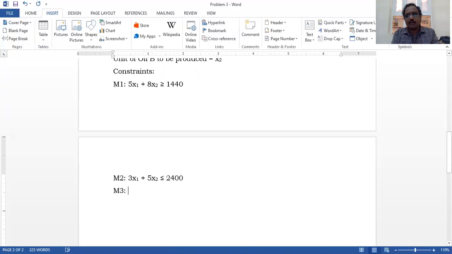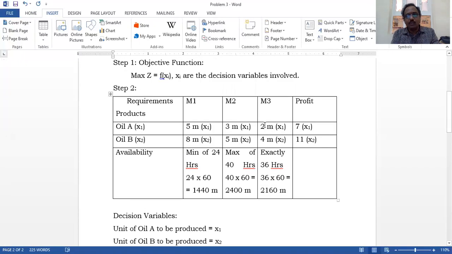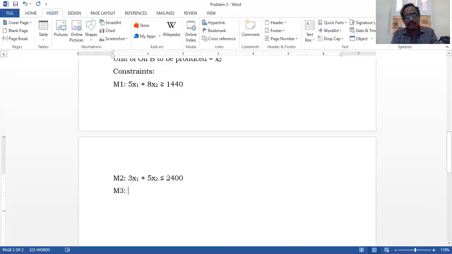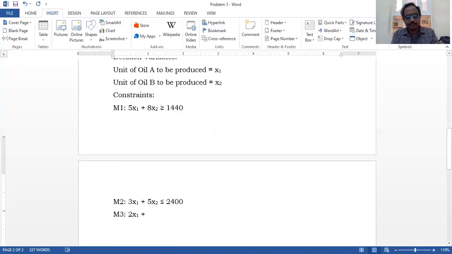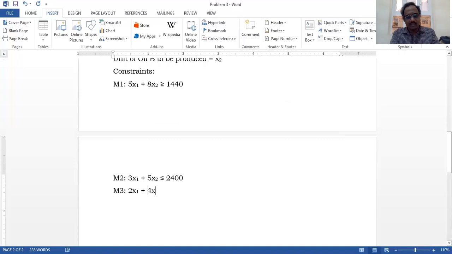Finally, I am going to check for machine M3. This is given 2 minutes and 4 minutes, and the total availability is exactly 36 hours, that means 2160 minutes. So what will happen? This will become 2x1 plus, what is the requirement for product B? 4x2. They have given exactly. What is the meaning of exactly? This is equal to the availability, 2160.